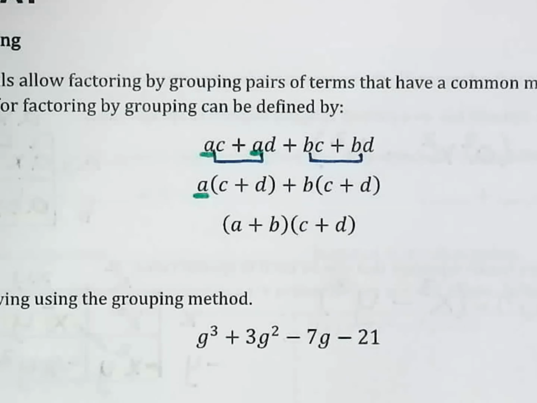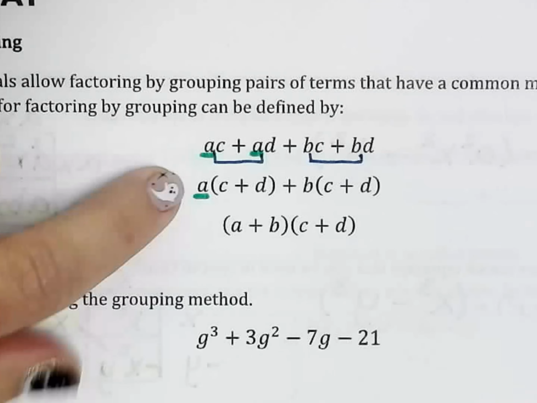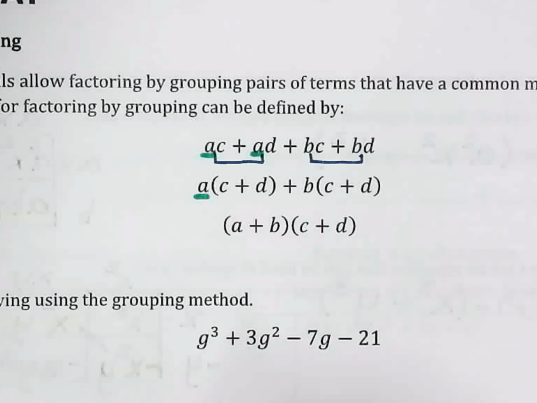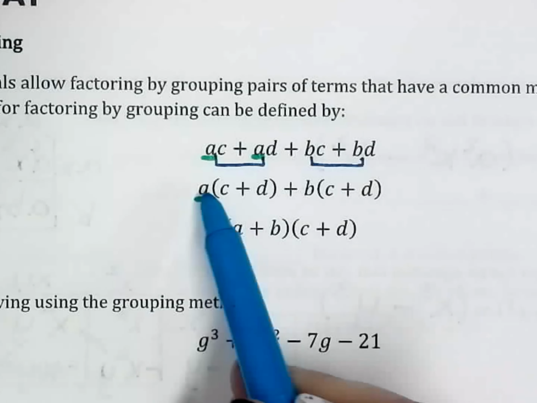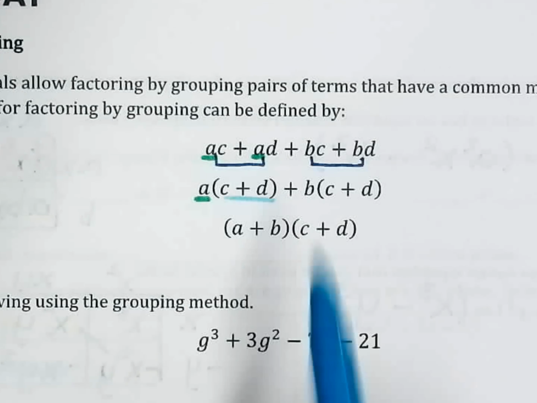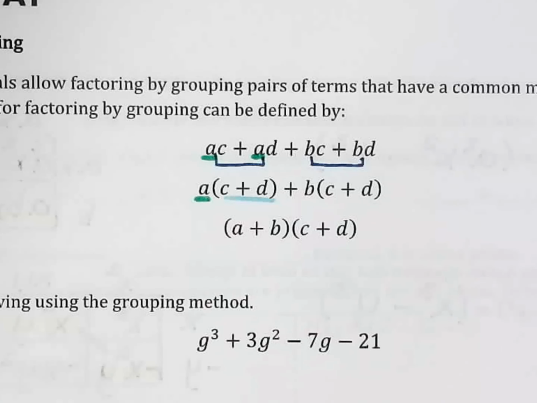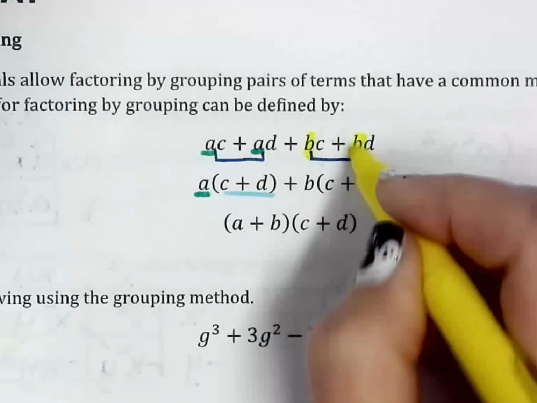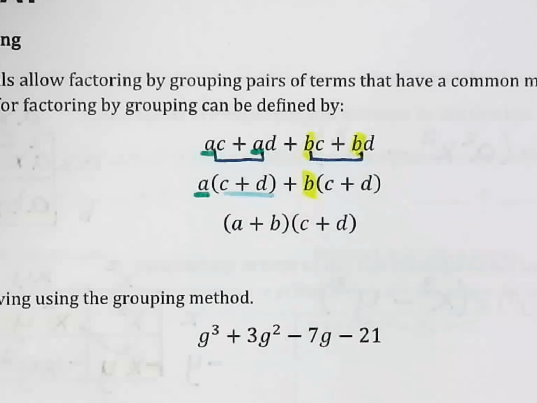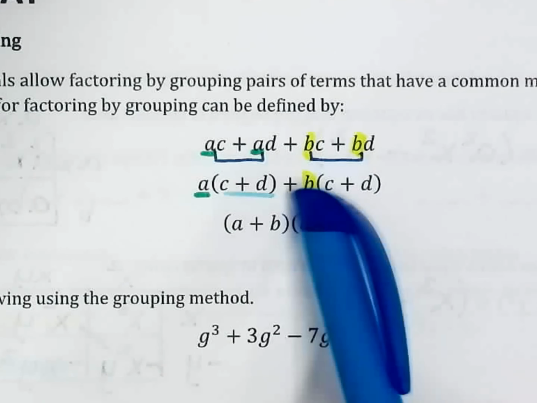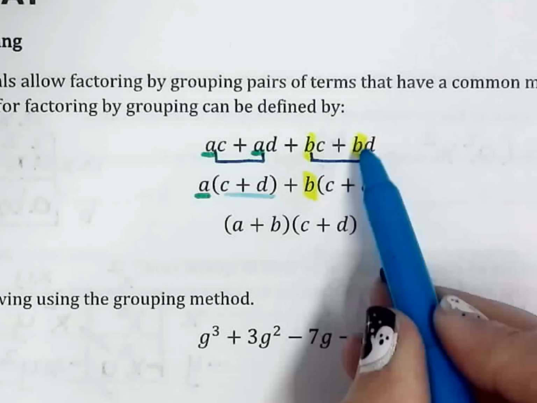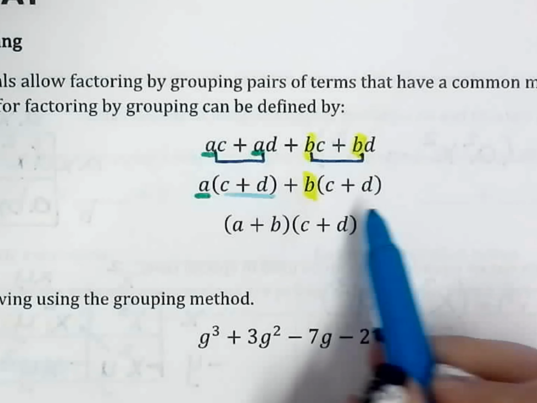GCF goes right there in the front, and then you're going to divide. AC divided by A, you get C. AD divided by A, you get D. All right, so now you're going to follow the same process right here for the second group. B is the GCF. GCF goes in the front. BC divided by B is C. BD divided by B is D.